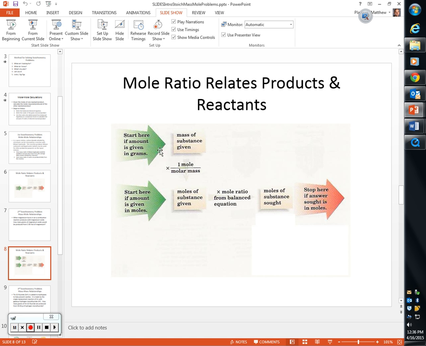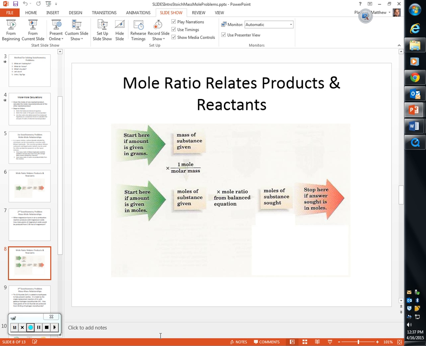The first thing we had to do was use the molar mass of something to convert that value into moles, then use the mole ratio to compare moles to moles. Okay? Good there? All right.